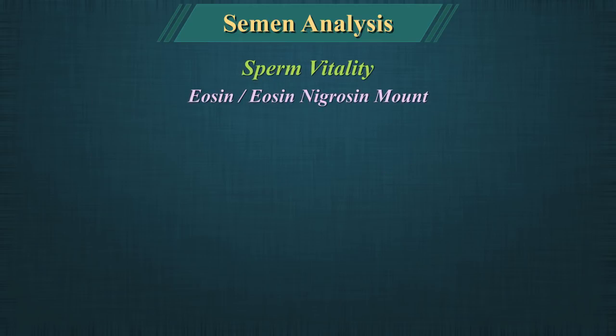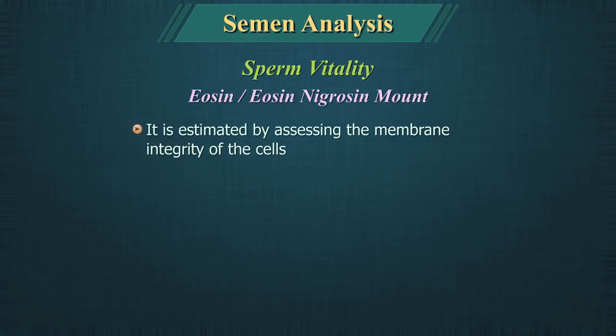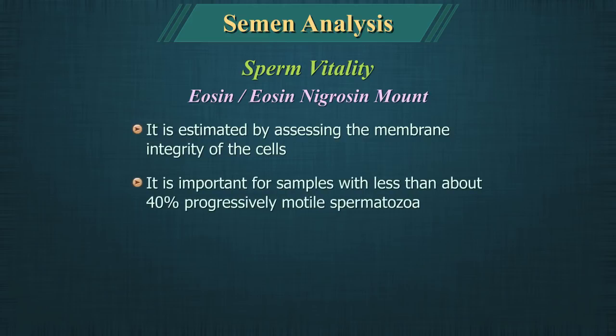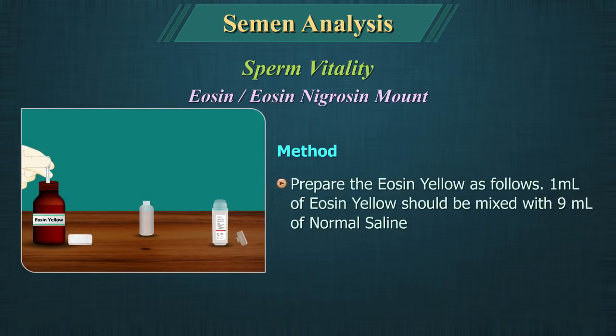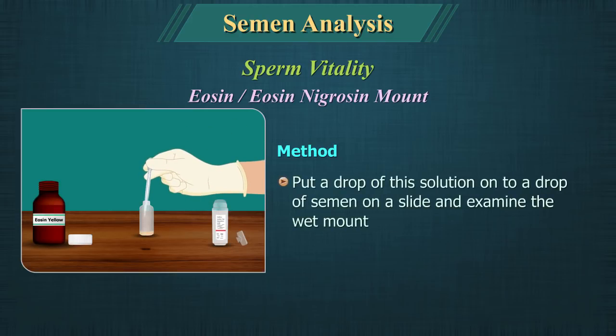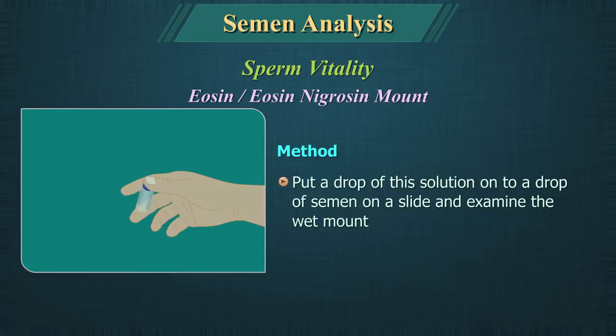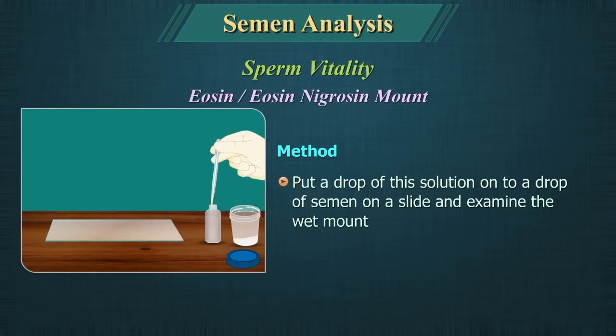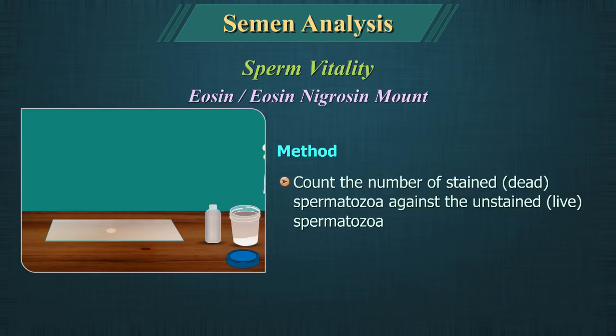Eosin or eosin nigrosin mount. Sperm vitality is estimated by assessing the membrane integrity of the cells. It is especially important for samples with less than 40% progressively motile spermatozoa. Preparation of eosin yellow: 1 ml of eosin yellow should be mixed with 9 ml of normal saline. Put a drop of this solution onto a drop of semen on a slide and examine the wet mount. Count the number of stained or dead spermatozoa against the unstained or live spermatozoa.